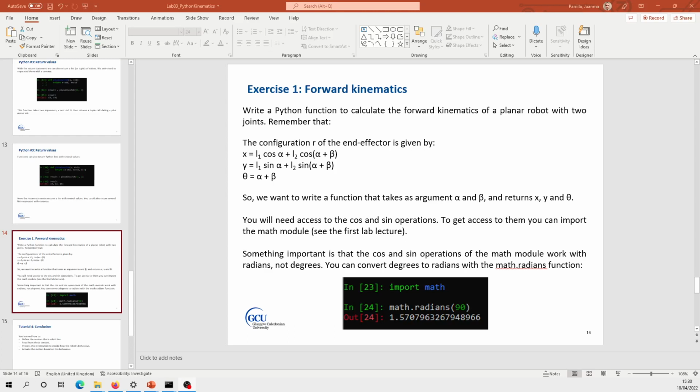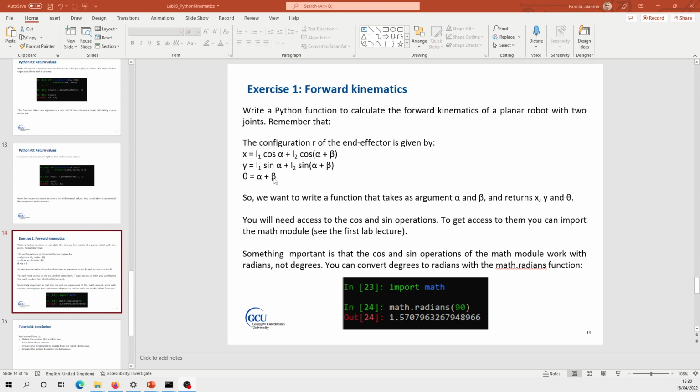The idea of this exercise is to calculate the forward kinematics of a robot with only two links, and that moves in 2D. As I explained in one of the lectures, this can be very easily solved with trigonometry. We know that we can calculate the position x of the end effector with this formula here, the position y of the end effector with this formula here, and then the final angle of the end effector is going to be alpha plus beta.